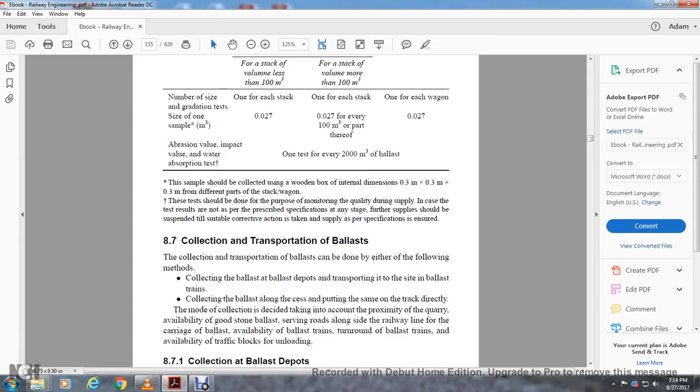8.7 Collection and transportation of ballast. The collection and transportation of ballast can be done by either of the following methods: collecting the ballast from the ballast deposits and transporting it to the side of the track by ballast train, or collecting the ballast along the side and putting it in the same track directly.